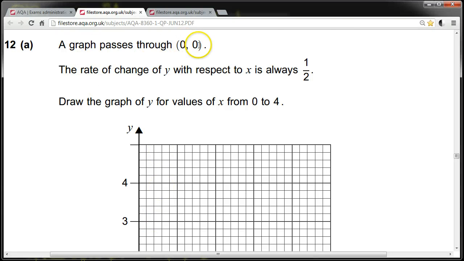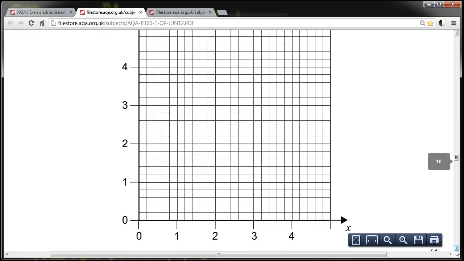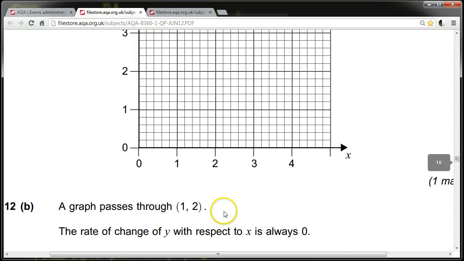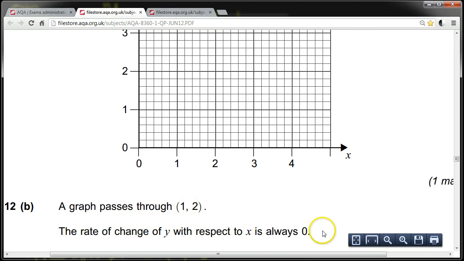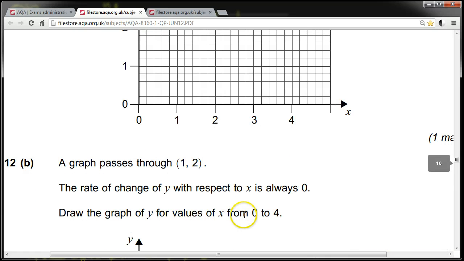A graph passes through 0, 0. The rate of change of y with respect to x is always a half. Draw the graph of y for values of x from 0 to 4. Graph passes through 1, 2. The rate of change of y with respect to x is 0. Draw the graph of y for values of x from 0 to 4.